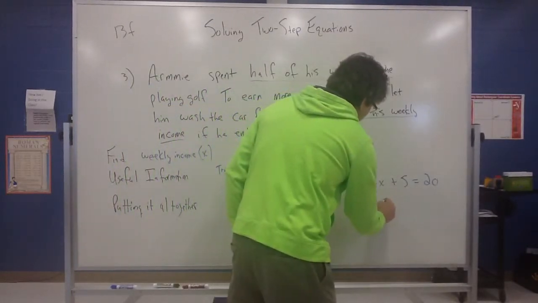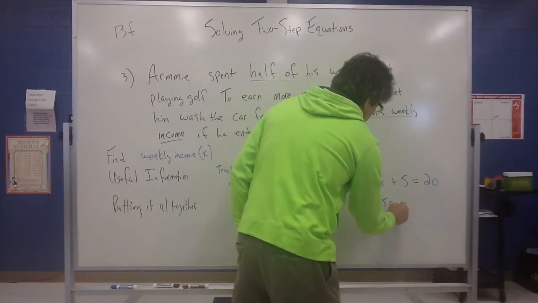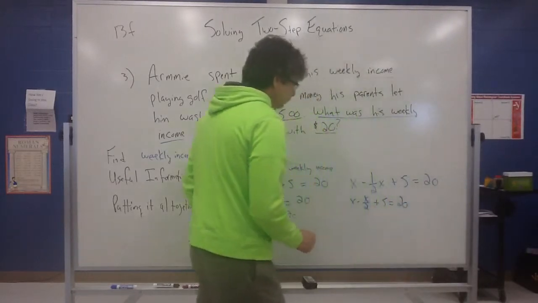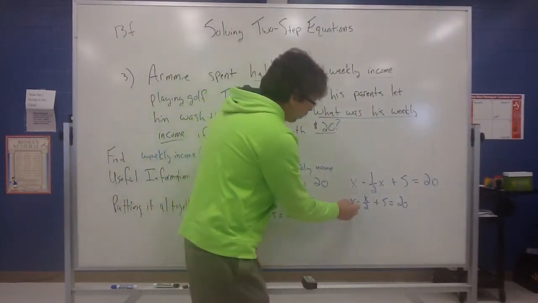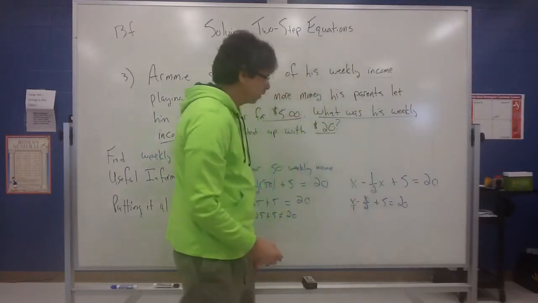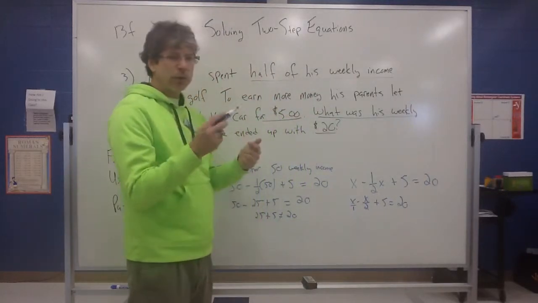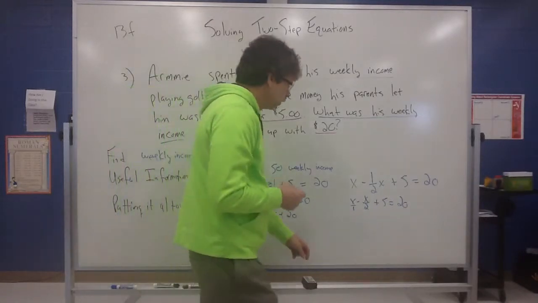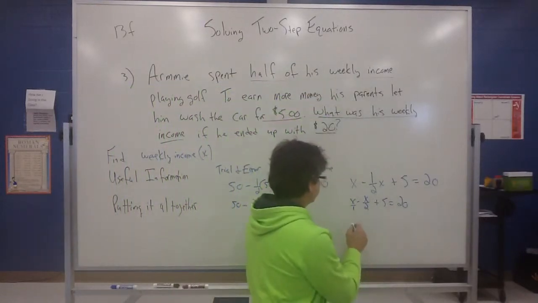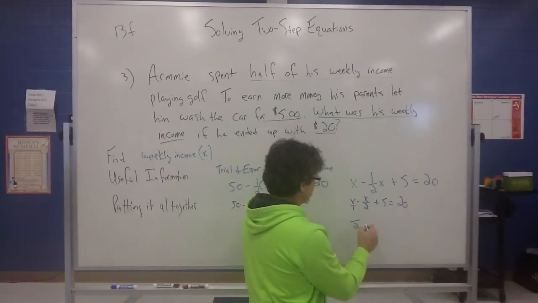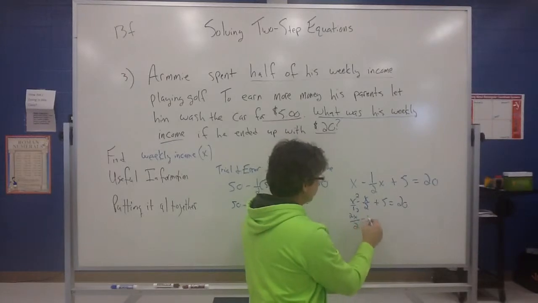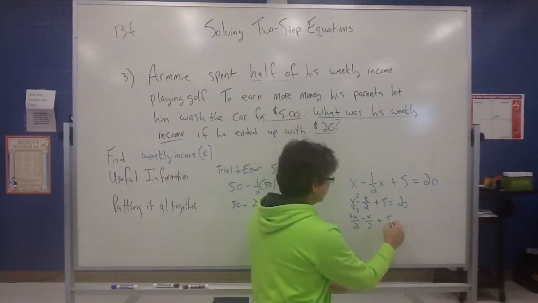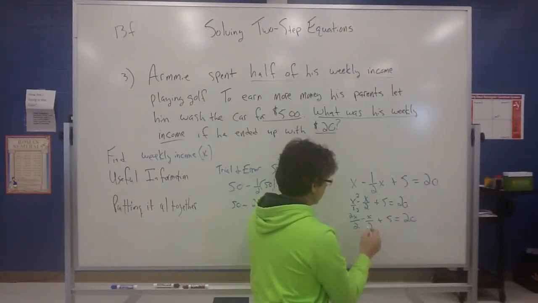Adding 5 to that has to equal 20. So we have x over 1 minus x over 2. Remember, to work with fractions, we have to have a like denominator. So my common denominator is going to be a 2. So I had to multiply the top and bottom of this one by 2. That's going to give me 2x over 2 minus x over 2. I'm adding 5 to that, and that's got to equal 20.